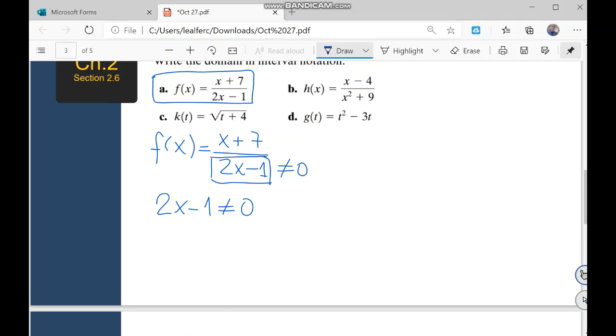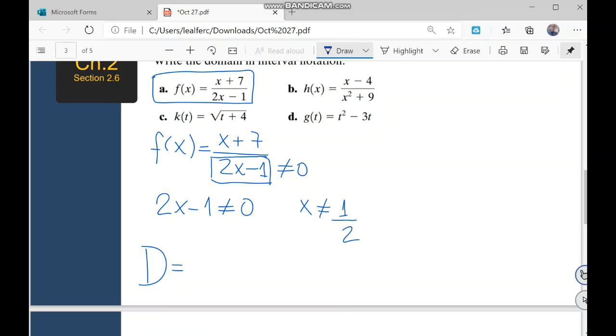Add 1 on both sides of the equation, then you're going to have 2x different from 1. And divide both sides by 2, x different from 1 over 2. This is what we are avoiding, this is what we want to exclude from the domain. For that, you're going to actually apply a template. Let's say it's a template that you're going to fill out, and the template looks like that.